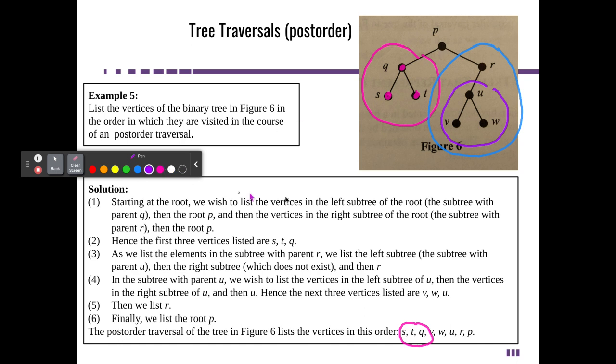Now we're going to be on the V, W, U. So VWU. Then from the VWU, we move up and tag R. That's where our R comes in. And then last but not least, we go up to our root at the very top, and that would be the P.